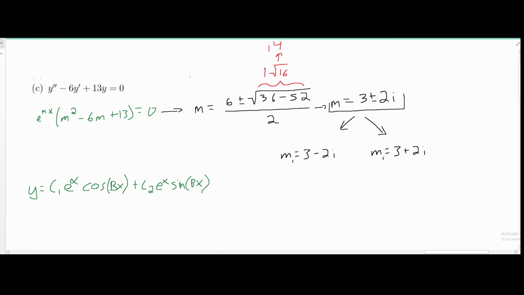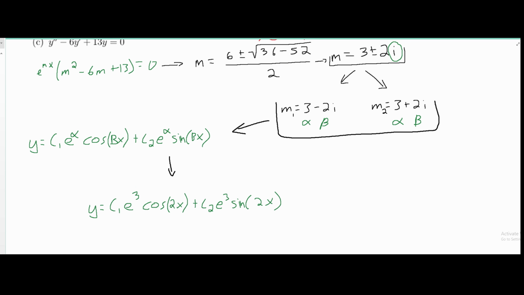Since we have a complex solution because of this i, we need to use Euler's identity, and that is this. For both of our m's, whatever value is not with the complex part is our alpha. Here we have our beta. And the same thing for this one, we have alpha and beta.